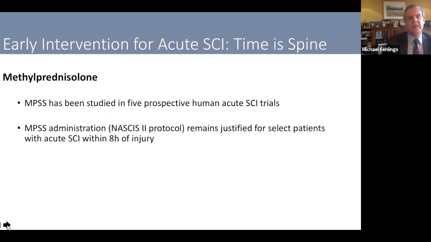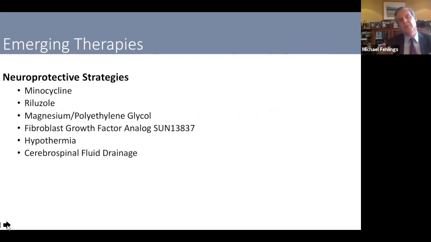And of course, corticosteroids remain hotly debated, but the AO Spine Guidelines group has also recommended that this can remain justified as an option for selected patients within 8 hours of injury at the physician's discretion. And in my own practice, patients who are younger with cervical spinal cord injury are ideal candidates for this intervention. So what's in the pipeline?